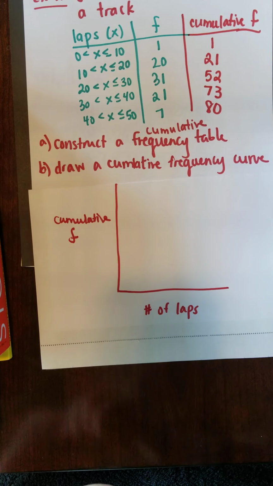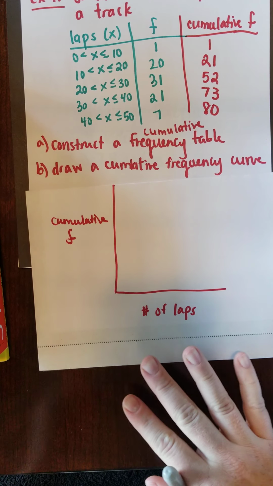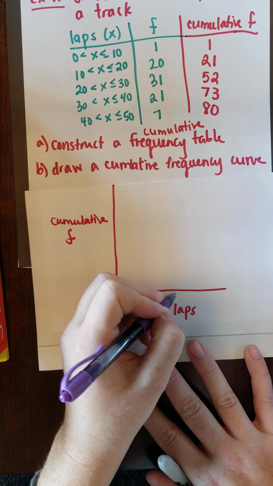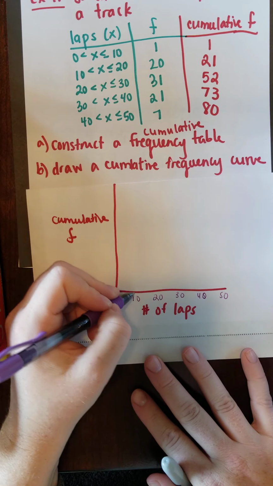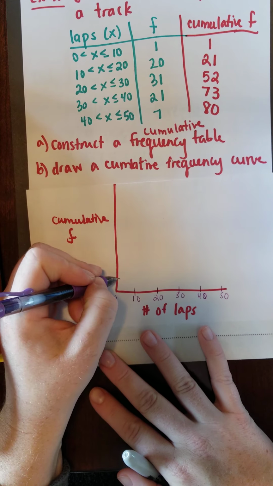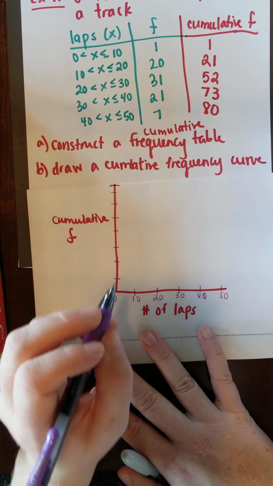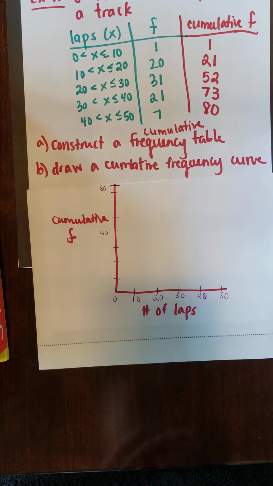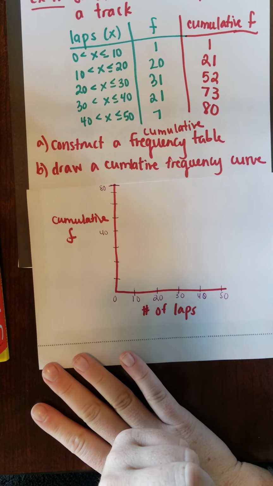Okay, and we're going to go ahead and add some numbers to our picture. So 0, I'm going to go 10, 20, 30, 40, 50 here. And then I'm going to go up to 80. So 10, 20, 30, 40, 80 is at the very top. Okay, so now I'm going to go ahead and plot my points and then go from there.